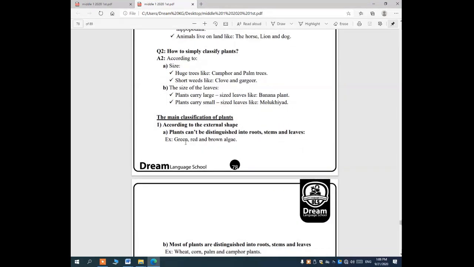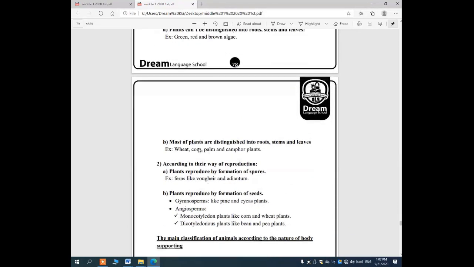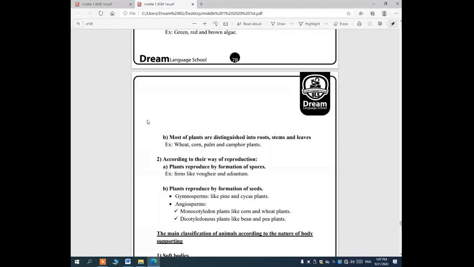Now we can classify plants according to the external shape. You basically know that a plant consists of root, stem, leaves. But not all plants. We have plants that can't be distinguished into root, stem, leaves, like algae: green, red, brown algae. But most plants are distinguished, having root, stem, leaves, like wheat and corn. Or we can classify plants according to the way of reproduction.